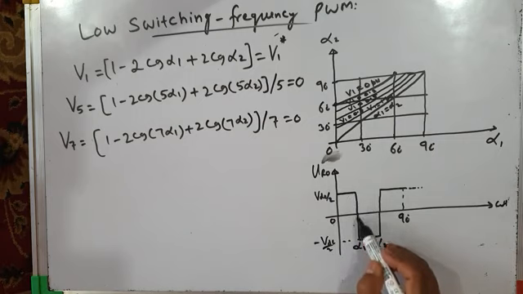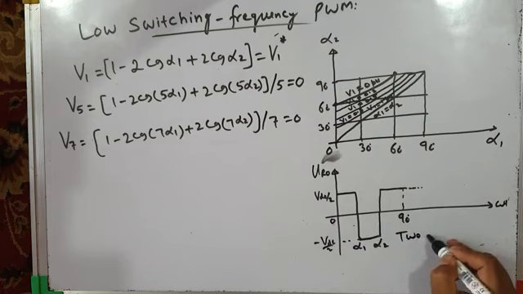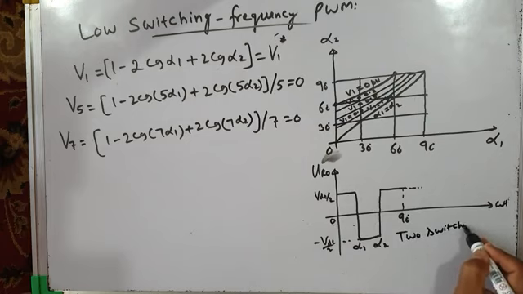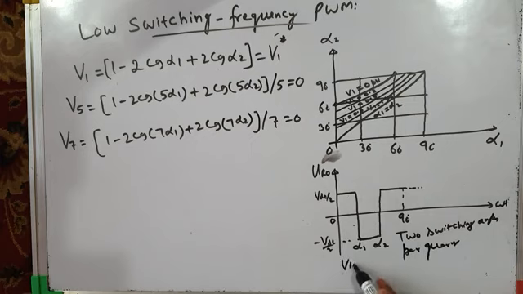At switching angle alpha 1, the transition takes place from plus VDC by 2 to minus VDC by 2 because the bottom switch of the inverter will be on. And at switching angle alpha 2, the top switch turns on, so there is a transition of pole voltage from minus VDC by 2 to plus VDC by 2. So there are two switching angles per quarter of the waveform. This will give V1 equal to V1 star and V5 equal to 0.